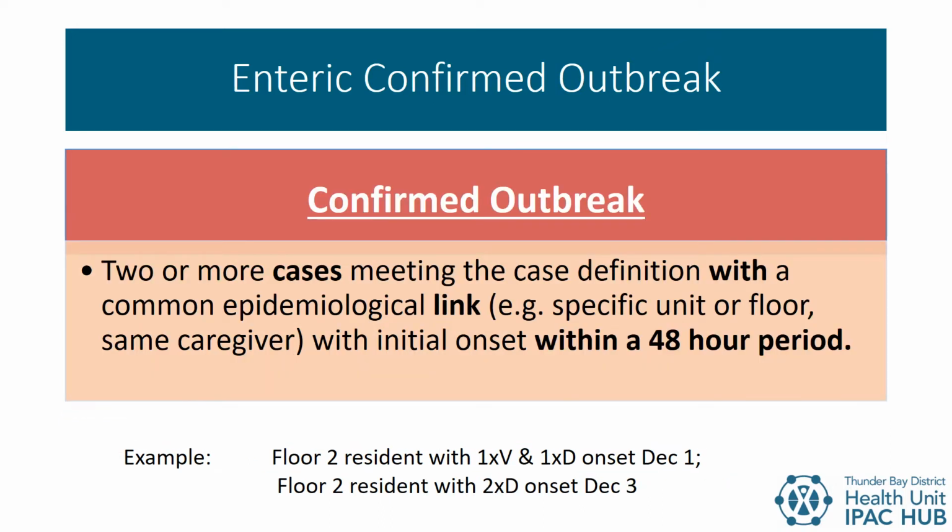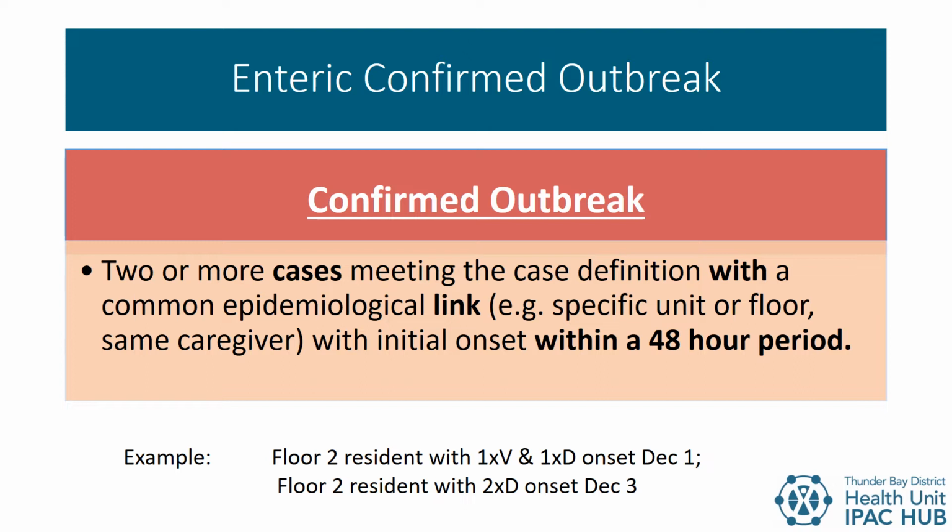An enteric confirmed outbreak. This definition is also brought to us by the Infectious Disease Protocol Appendix B. A confirmed outbreak is defined as 2 or more cases with an epidemiological link within 48 hours. So it doesn't take too much to declare an enteric outbreak. Again, we must ensure those symptoms are true, which Courtney's going to speak to next.